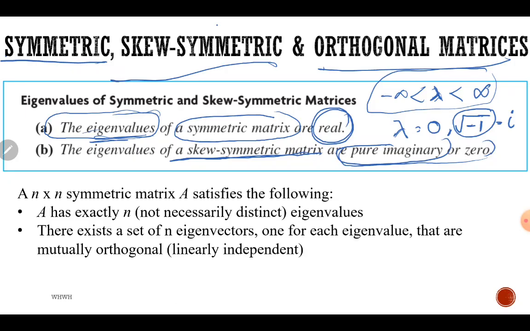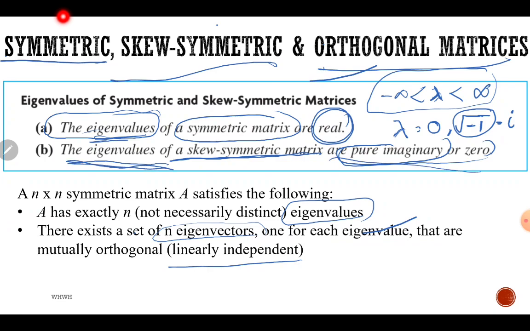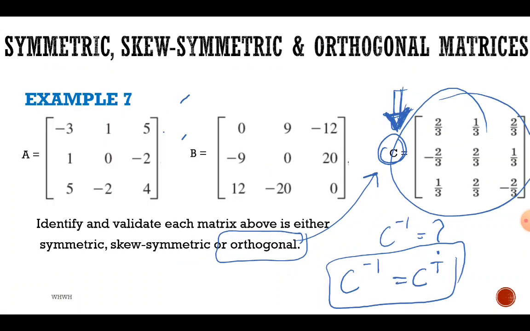Where we can have n eigenvalues. Okay, so for every eigenvalue kita akan ada eigenvector which are linearly independent. Alright, so I'm not going to go far. I'm not going to show you an example on how to find the eigenvalue for the case of pure imaginary or zero. This is just for your knowledge sajalah, but we won't go far. As long as you are able to understand the difference between these three types of matrix, cukup lah.